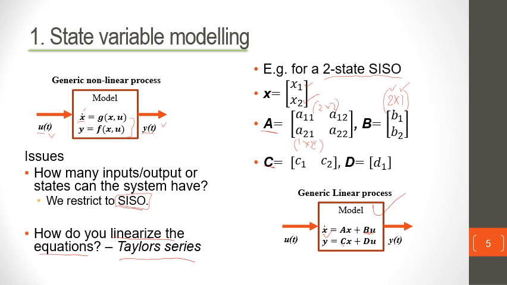The D matrix, similarly, is going to be 1 by 1, because the D matrix links the input U, which is a single input, to the output Y, which is a single output.